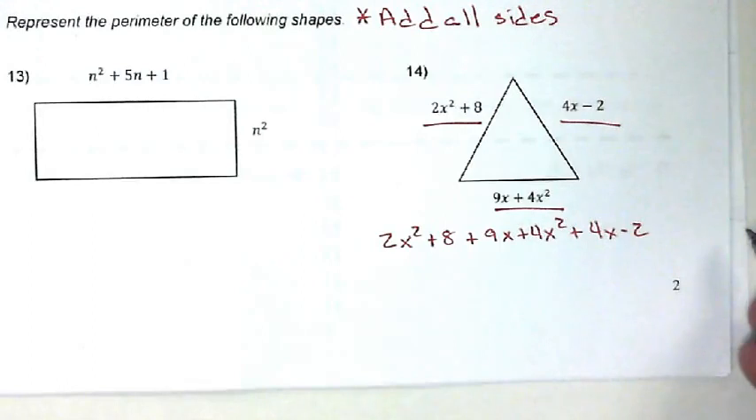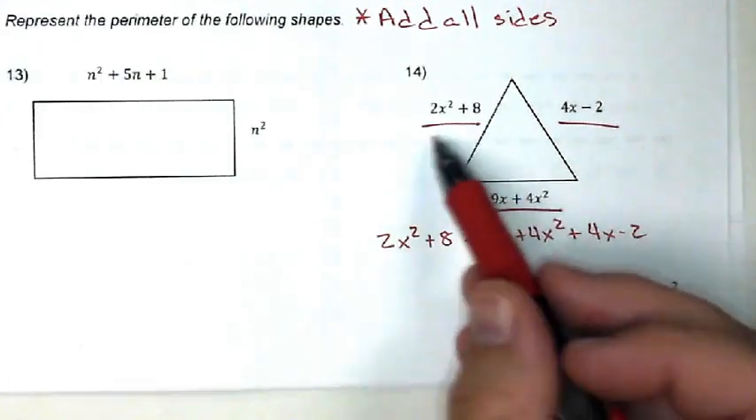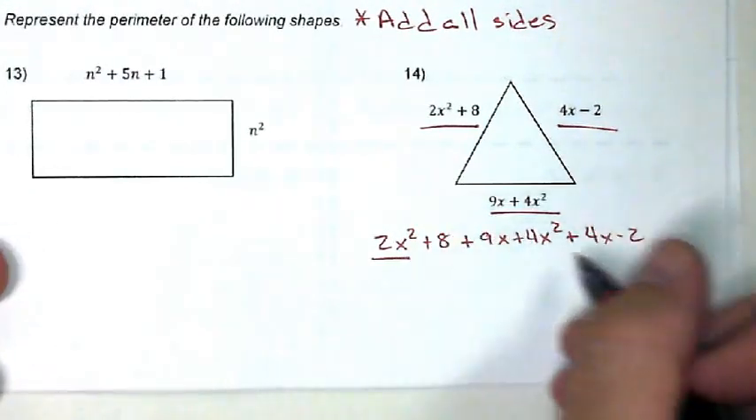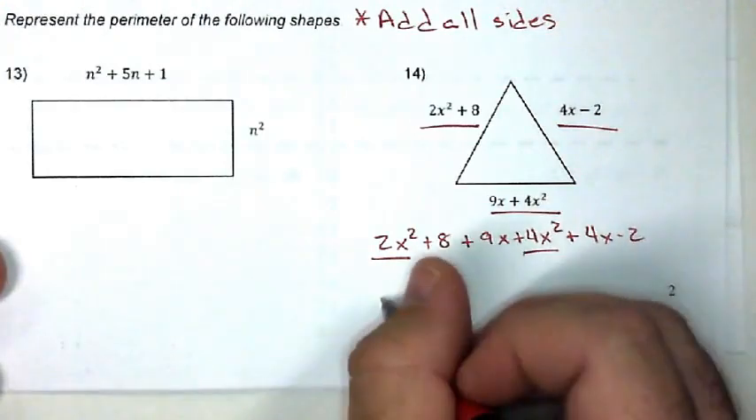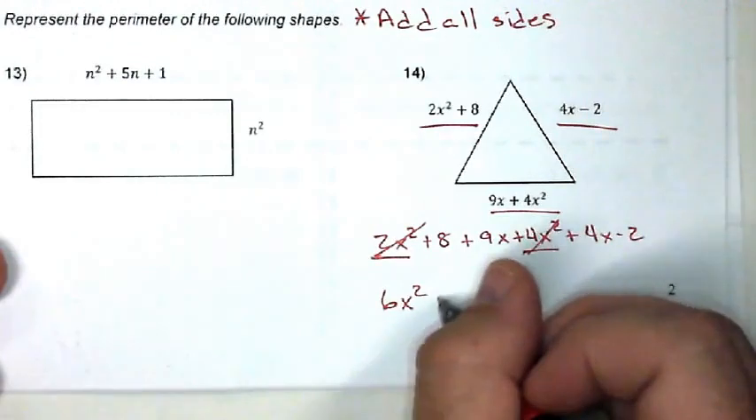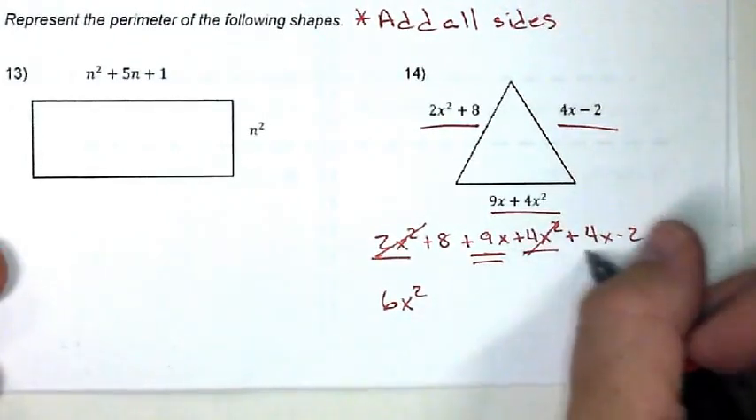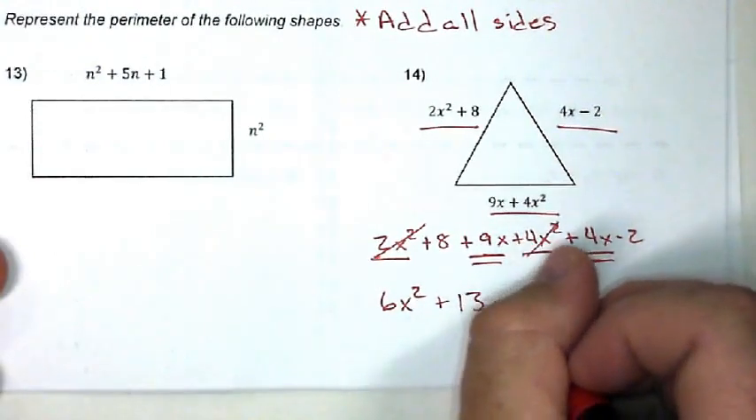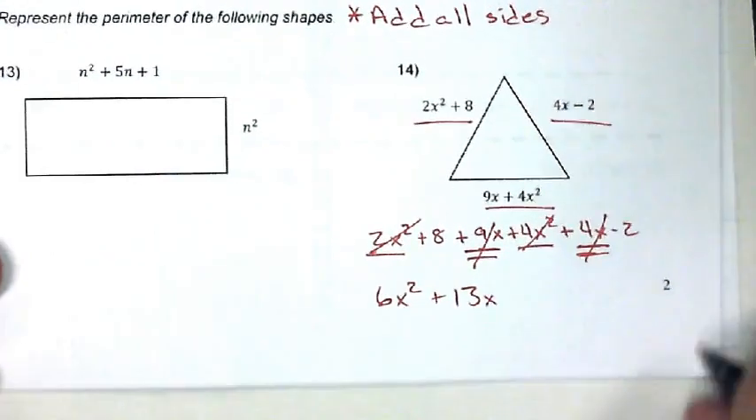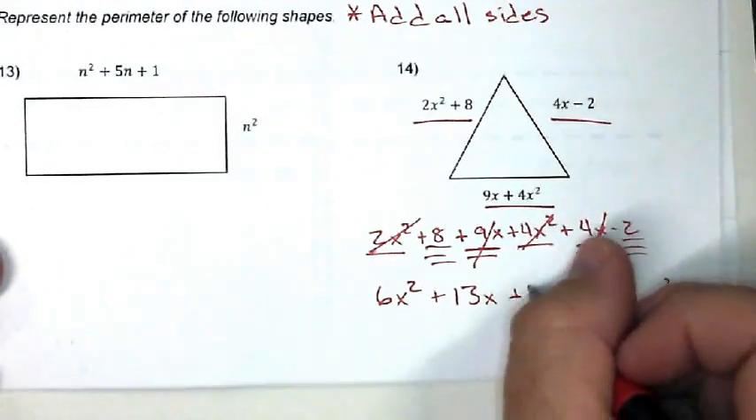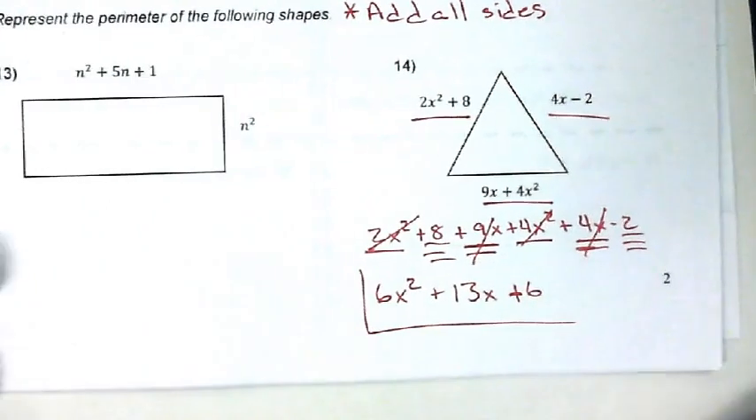So now I just find the common terms. Boom and boom right there. That gives me a 6x squared. Done with that exponent. Now I can take the x's here. 9 plus 4 gives me 13 x's. Done with that. Then I have the 8 and the negative 2, which would give me a positive 6. We are just combining like terms when we ask for perimeter. Questions, comments, concerns, tribulations, or pains about this?